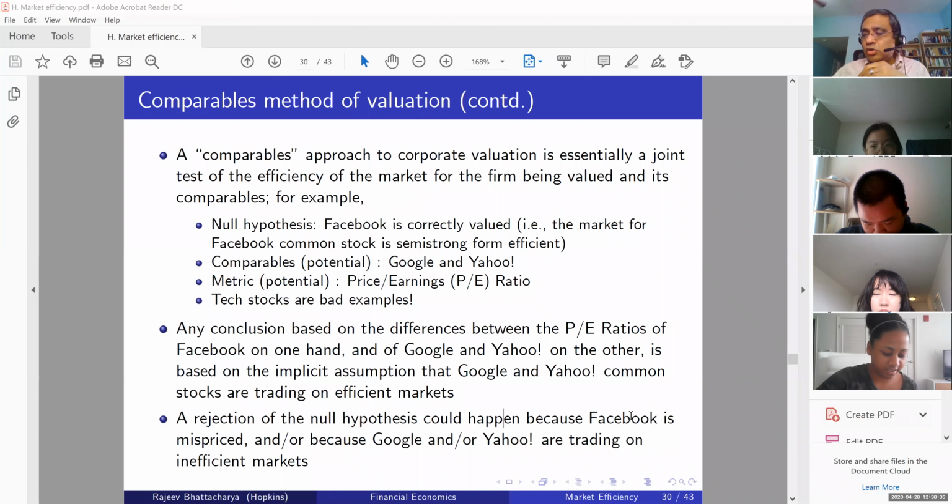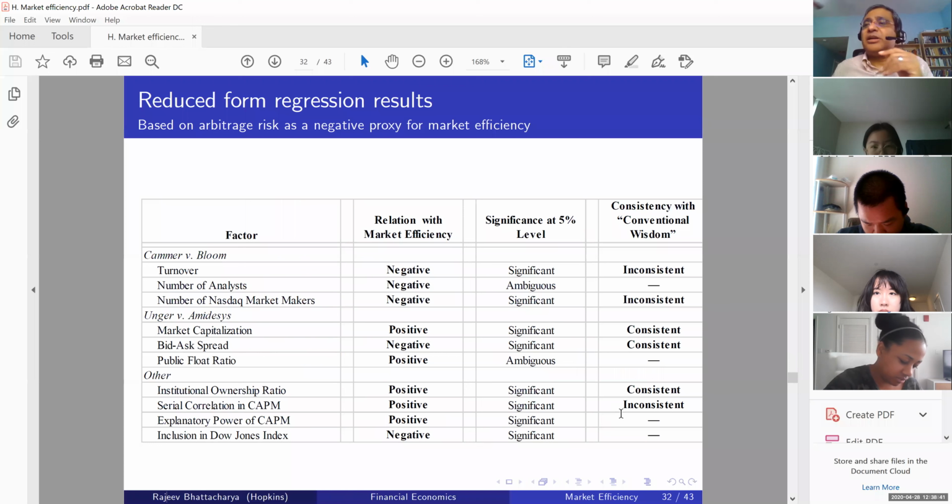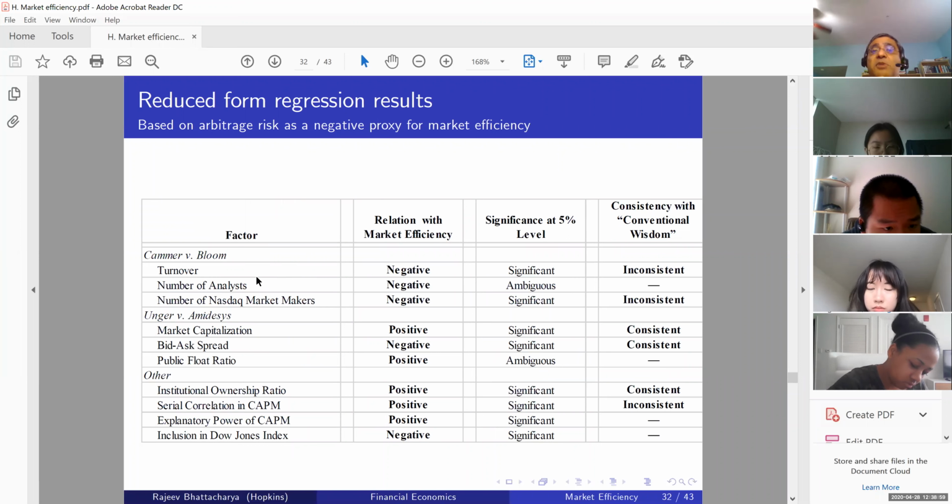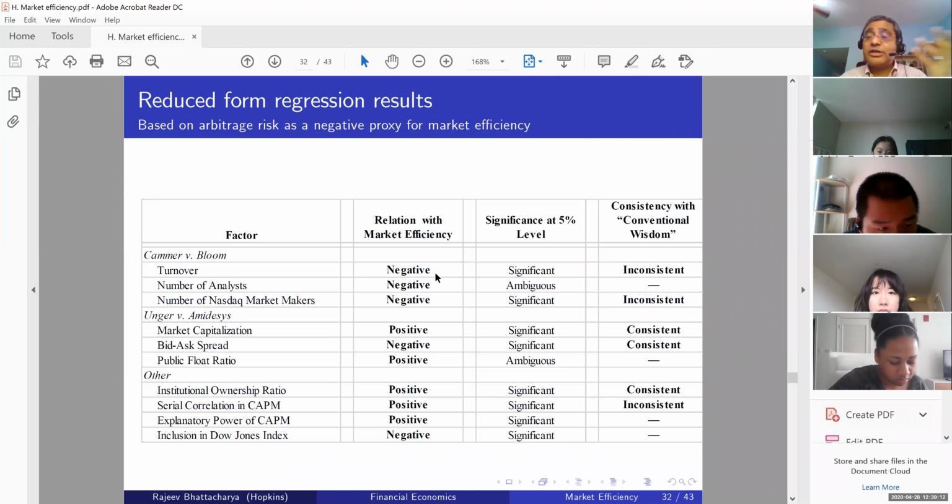All right, let's go. We're toward the end. Let's look at some actual empirical results on market efficiency. If you take arbitrage risk as a negative proxy for market efficiency, this is from a 2015 paper that is profiled on Stanford's website. Turnover is market efficiency. Turnover is simply trading volume divided by shares outstanding. What proportion of your entire amount of shares are turned over on a daily basis?